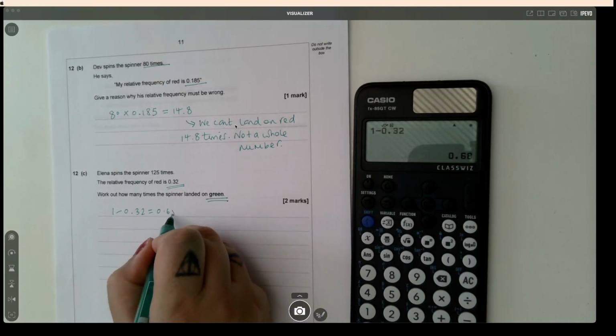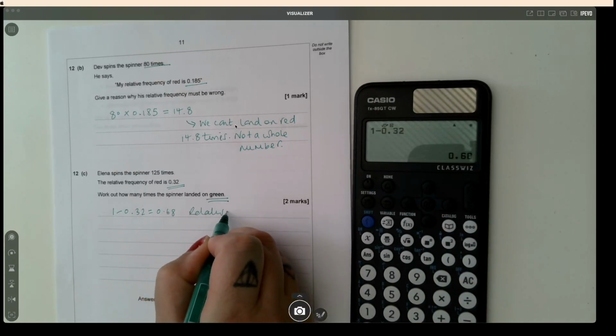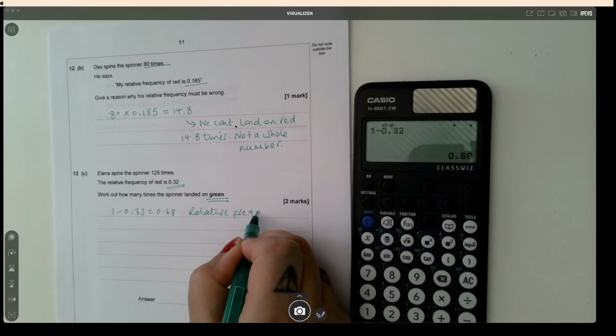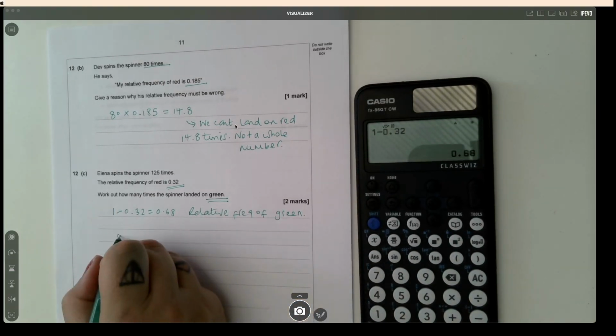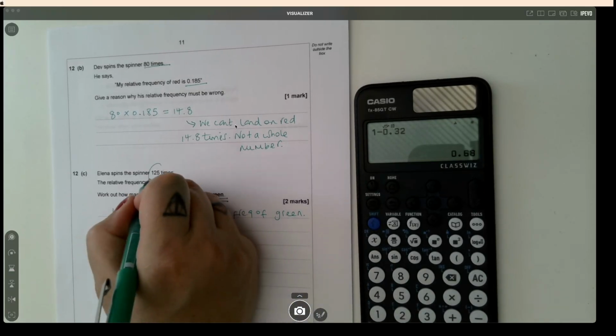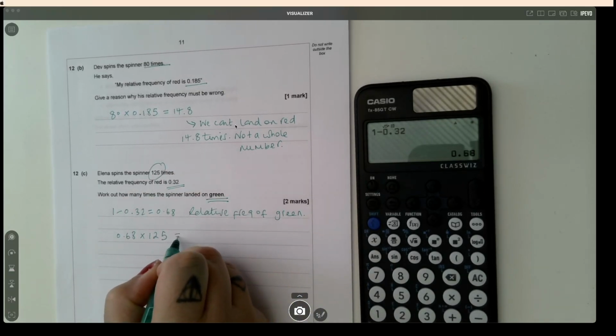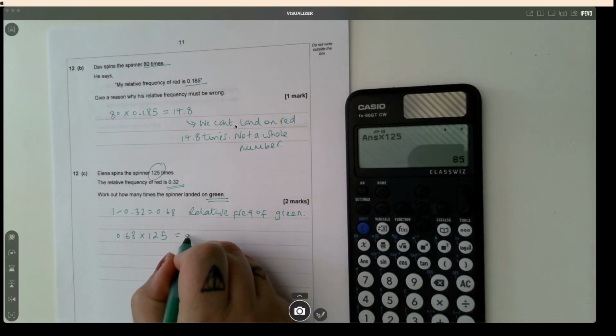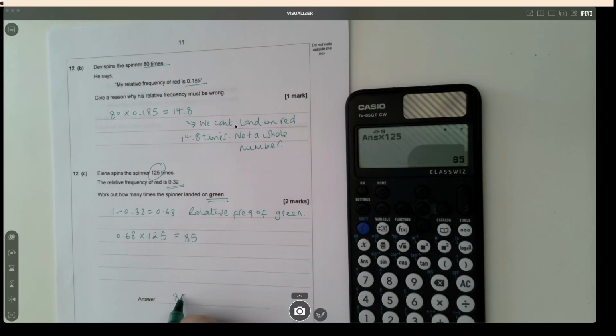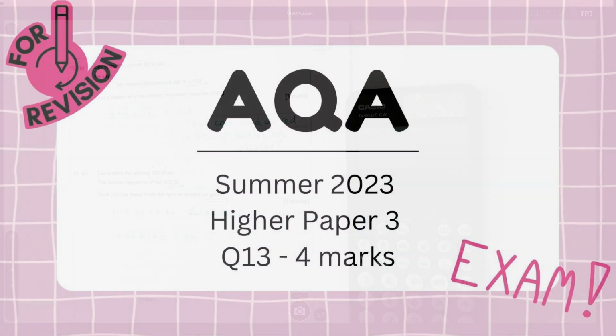then the relative frequency of green is 0.68. So now we can multiply that relative frequency by the number of times Elena spins the spinner. So that tells us it landed on green 85 times.